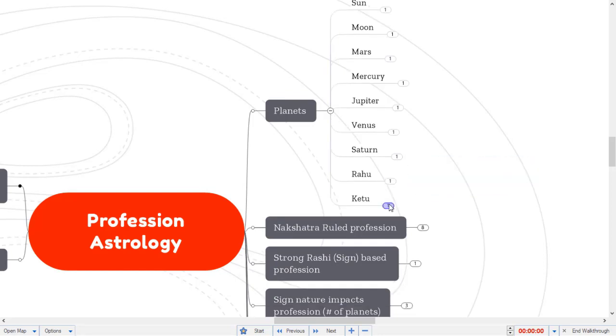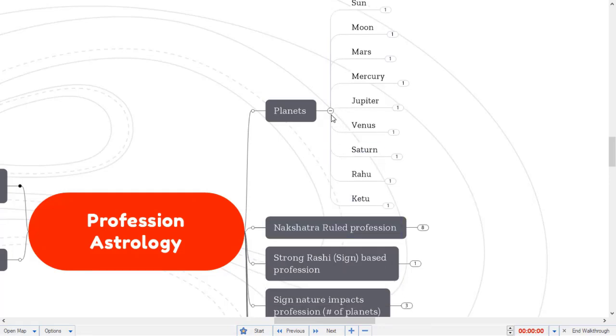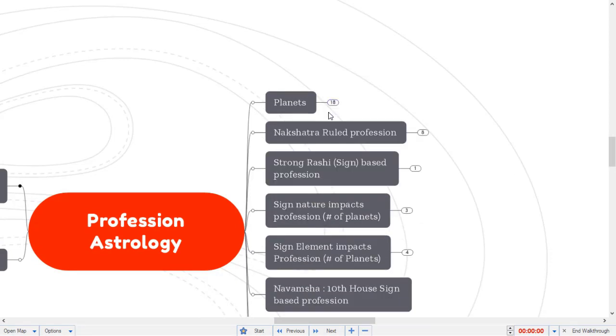Similarly, let's understand Ketu. Ketu is secret mission, occult, foreign language, computer engineer, ashram workers. So these are the things represented by Ketu. Just so you know, mostly the classics will talk in these terms. So you need to factor these in while deciding the profession.